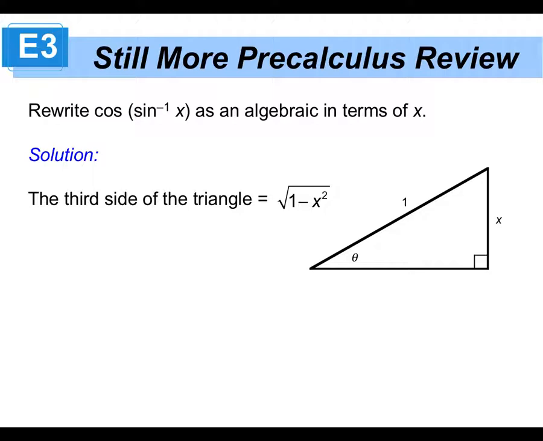of the 6 trig functions. This one happens to be cosine. What's the cosine of that angle theta? Cosine is adjacent over hypotenuse, so you would just get that thing: square root of 1 minus x squared over 1.